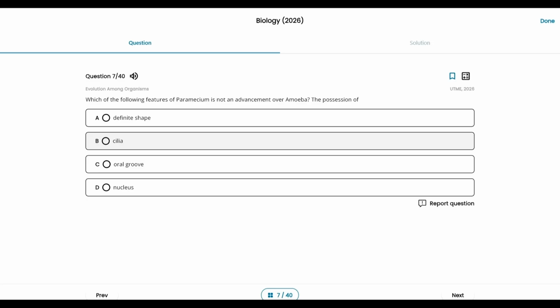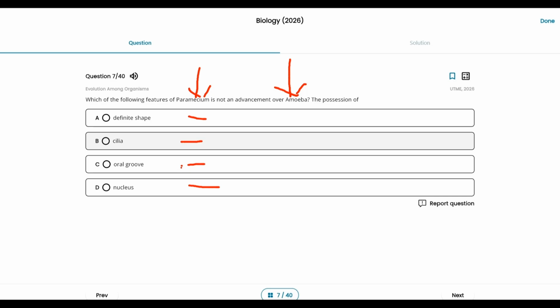Which of the following features of paramecium is not an advancement over amoeba? The possession of A. Definite shape, B. Cilia, C. Oral groove, D. Nucleus. Which of the following features of paramecium is not an advancement over amoeba? The possession of.